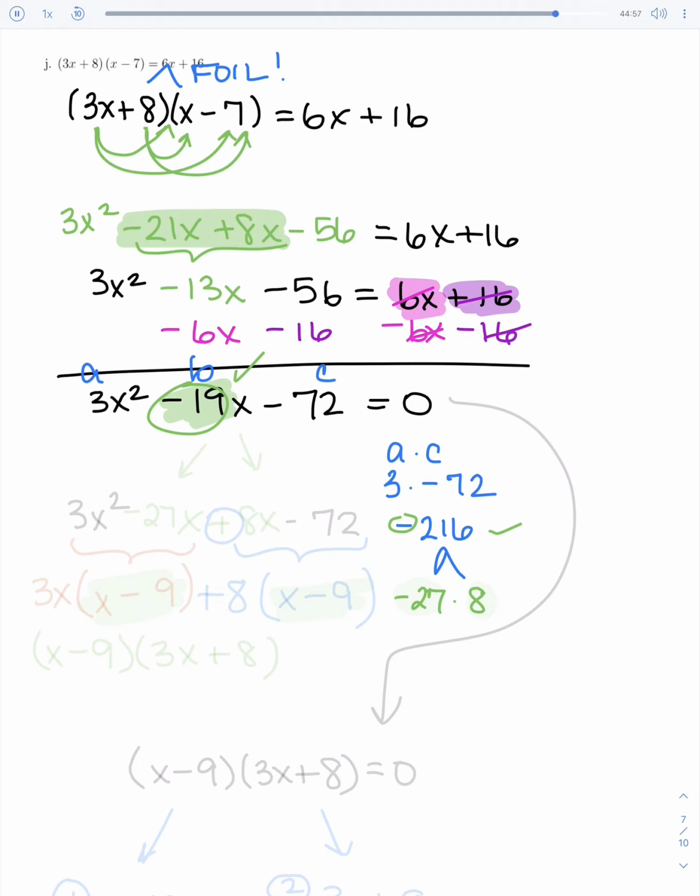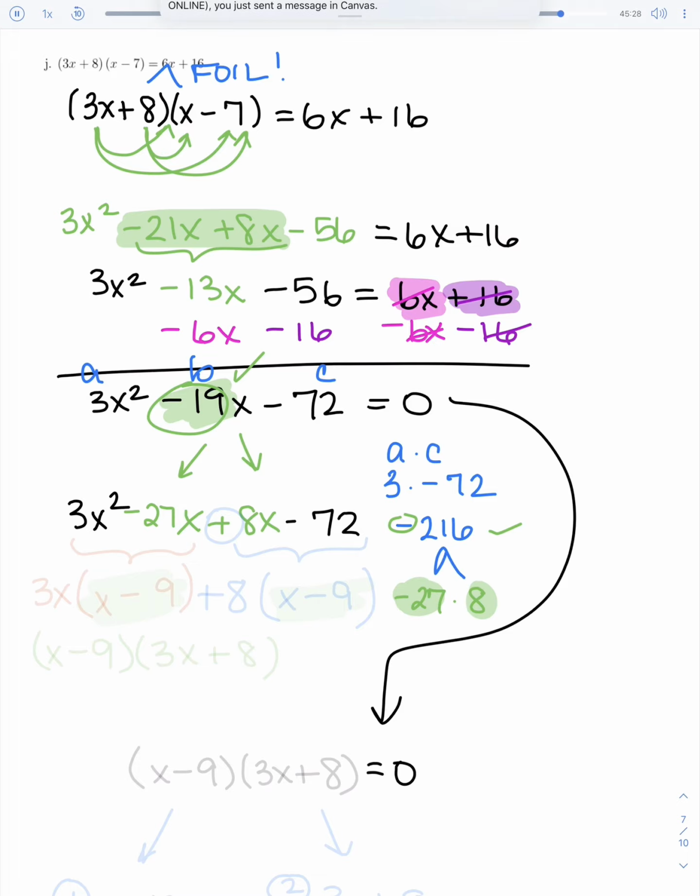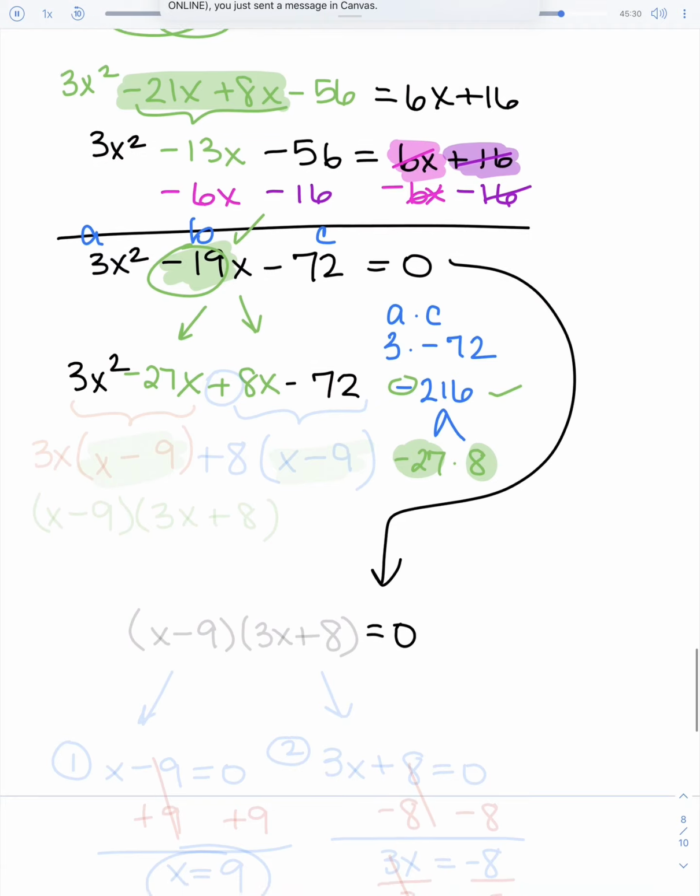So what this would do is let me break this middle piece down into a negative 27x and a positive 8x. The other pieces, the 3x squared and the negative 72 at the end, would stay the same. And of course the equals 0 is going to get carried down to the bottom, so don't forget that this is actually an equation. But once I have four terms, I can do grouping. So let's try doing grouping.